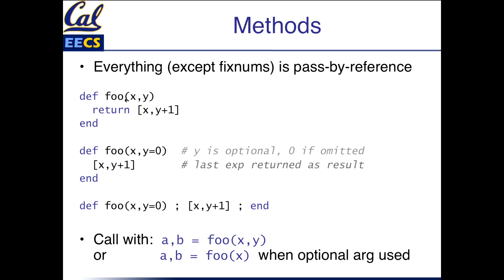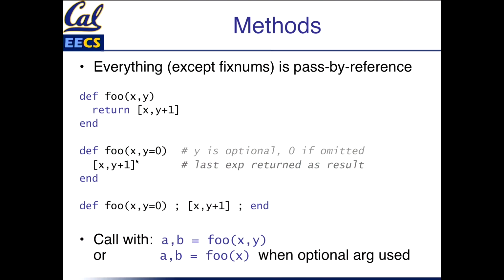We'll come to that in a minute. So I can define a single function foo that takes 2 arguments, and it actually returns an array or a list of 2 things. I can define functions that have arguments with optional values. So this says, when I call the foo function, the second argument is optional, and if I don't have a value supplied for the second argument, it gets 0 by default.